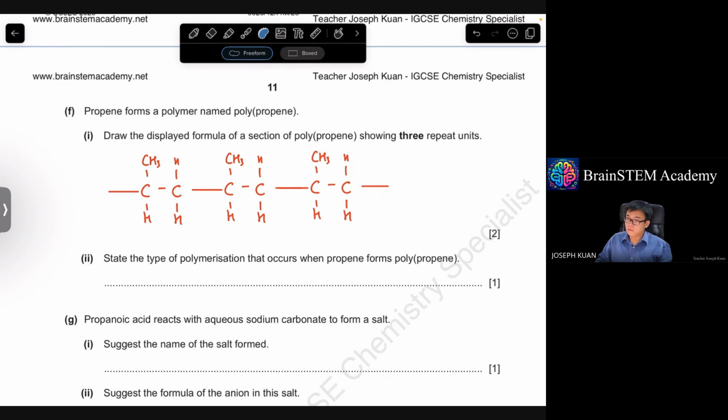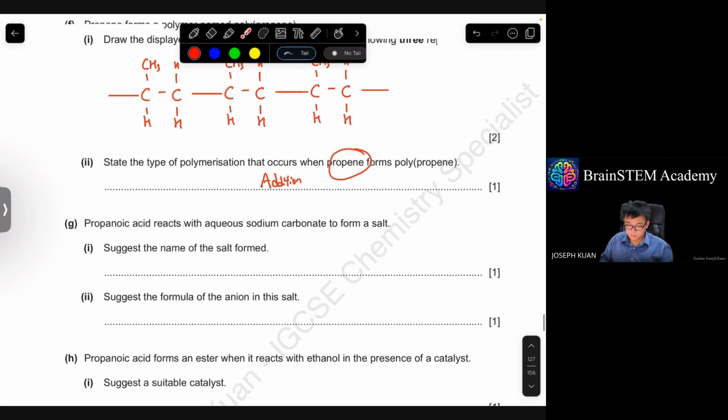Okay. So next, what is the type of polymerization for alkenes? When you see the word addition, think of alkenes. When you see the word alkenes, think of addition.